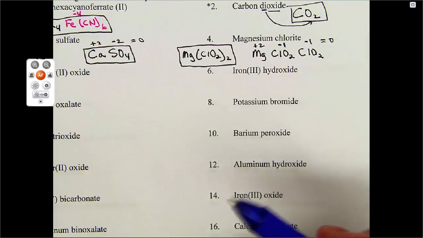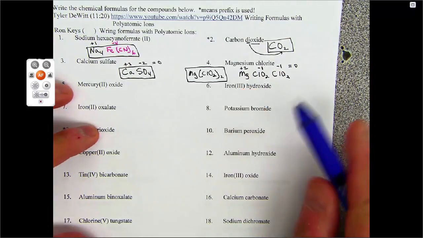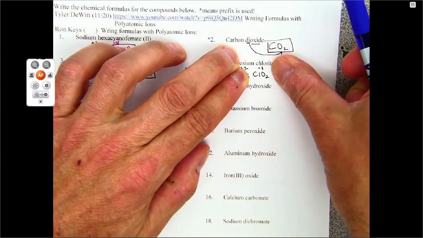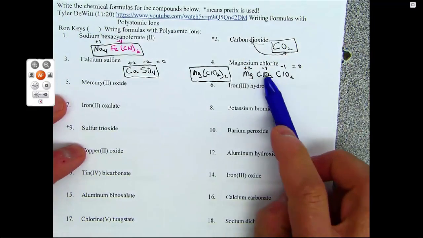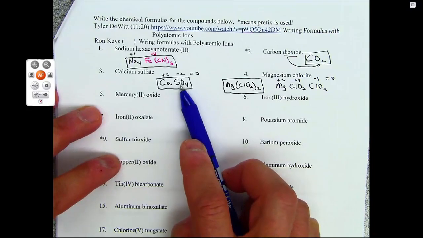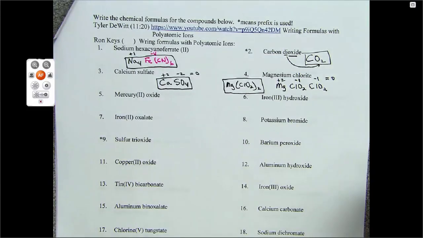We only need parentheses if we have more than one polyatomic ion like this. This is a polyatomic ion, a group of covalently bonded atoms with an overall charge. Here we only needed one sulfate. We don't do parentheses. So please don't go gonzo on parentheses.